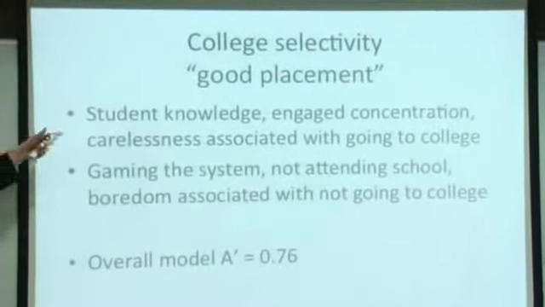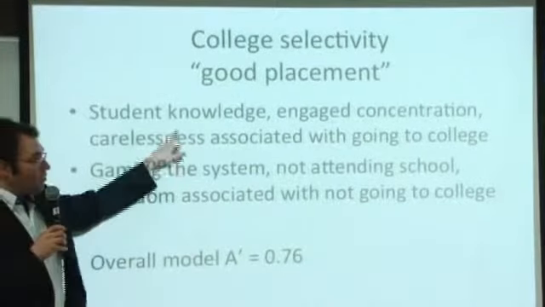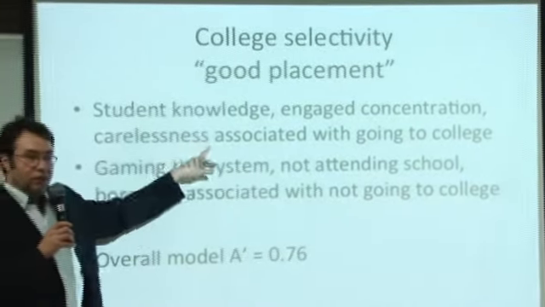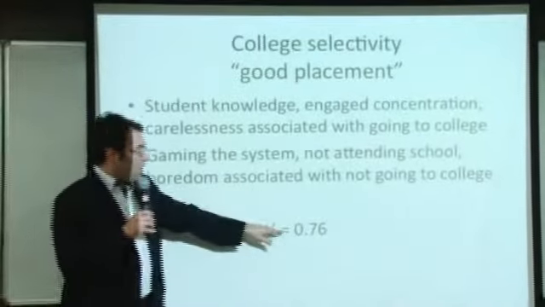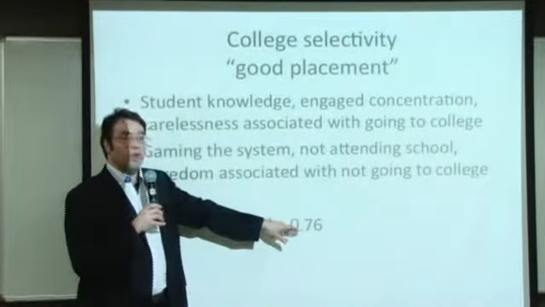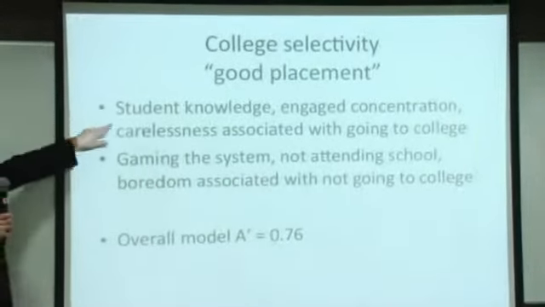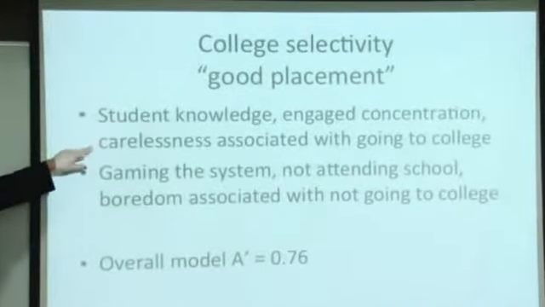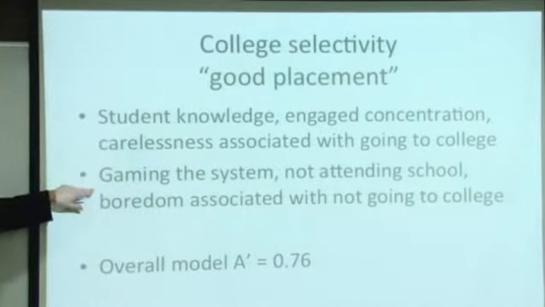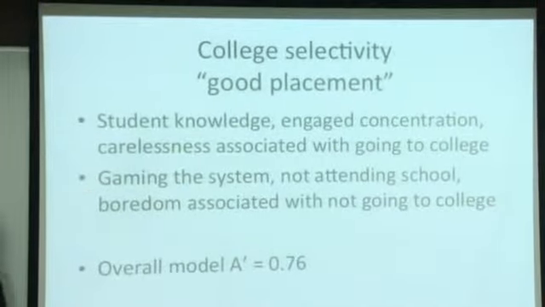How about good placement? The model's even better. We can tell from things in middle school about engagement and learning whether kids will get a good placement in college 76% of the time. And it's the exact same factors that are predictive. Student knowledge, engaged concentration, and carelessness are associated with going to college. Gaming the system, not attending school, and boredom are associated with not going to college.